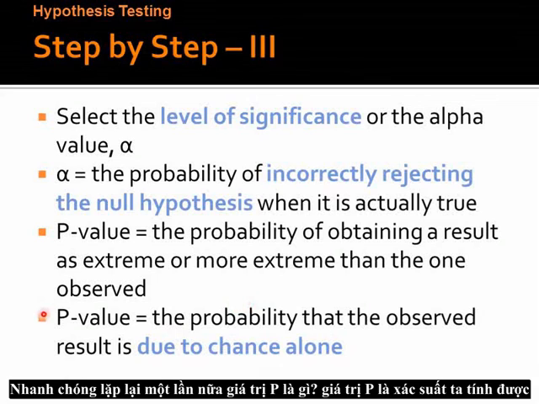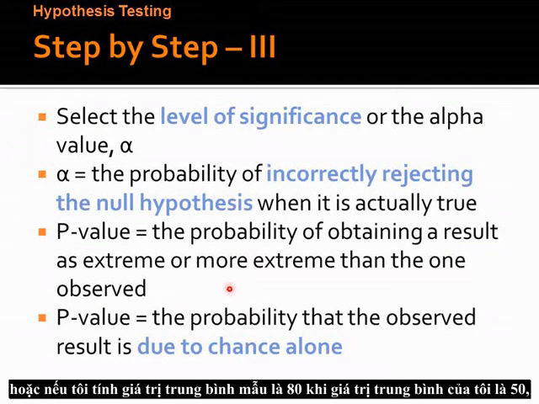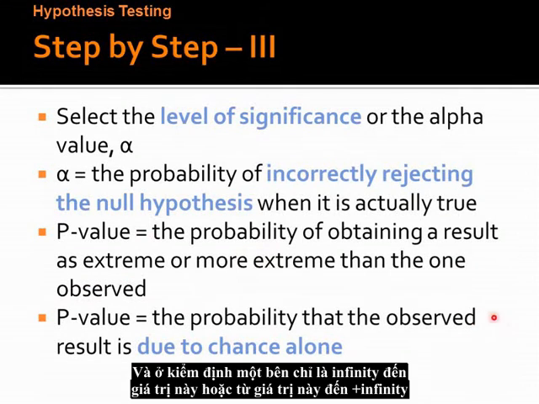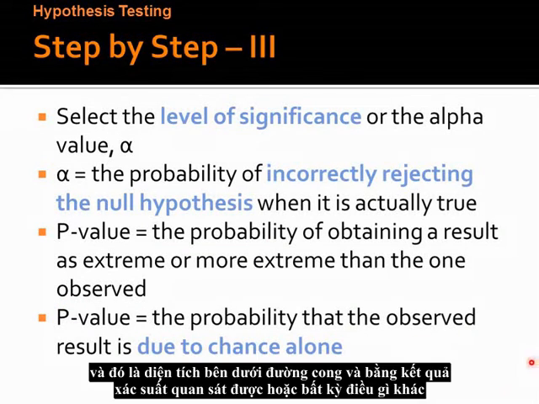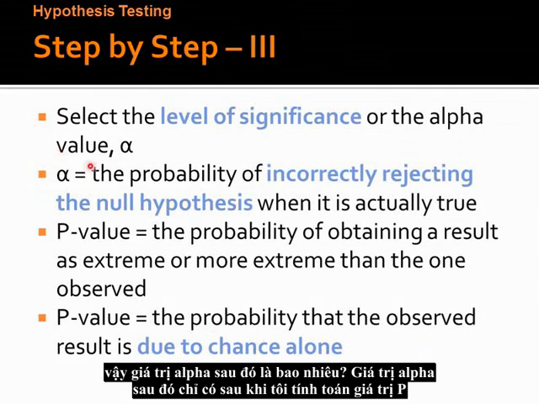So, quick repeat again. What is the p-value when we calculate? The p-value is the probability of obtaining a result as extreme or more extreme than the one observed. Or in other words, if I calculated a sample mean of 30 when the mean is 50, or a sample mean of 80 when my mean was 50, then I have to calculate the p-value of the range from negative infinity to here and here to positive infinity for two tails, and for one tail it's just negative infinity to here or here to positive infinity. Okay? And that will be the area underneath the curve. And that would equal the probability that the observed result or anything more extreme is due to chance alone.